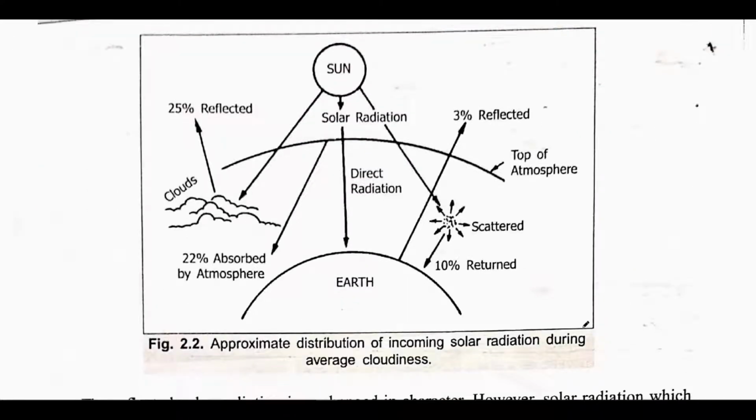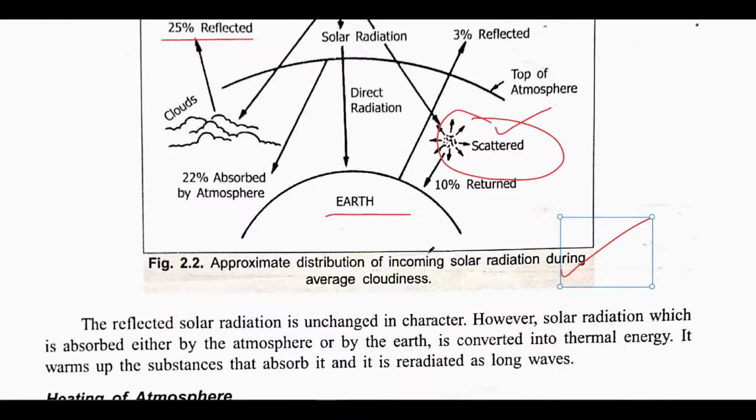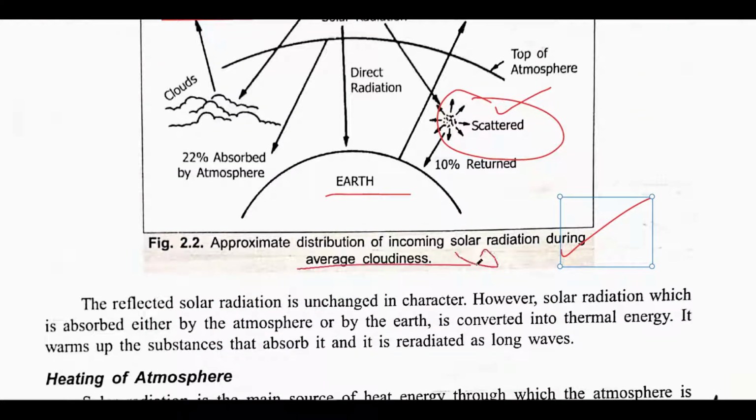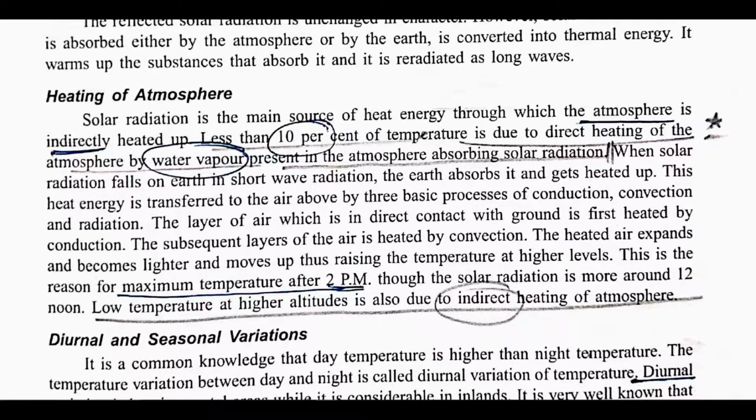This is a diagram that relates to how the radiation from the sun reaches the earth and how it is reflected back. Some part is absorbed by the clouds and about 25% is reflected back. Same is the case with the earth, where some amount of light is scattered. This is not important, you can skip this. The important part doesn't start from here either, this is just a basic thing.